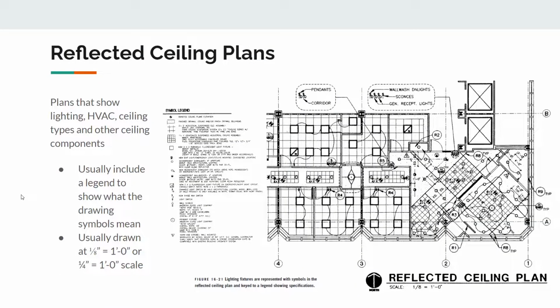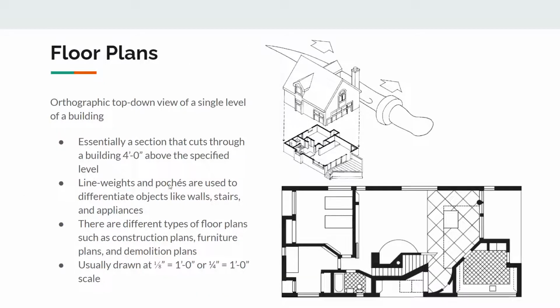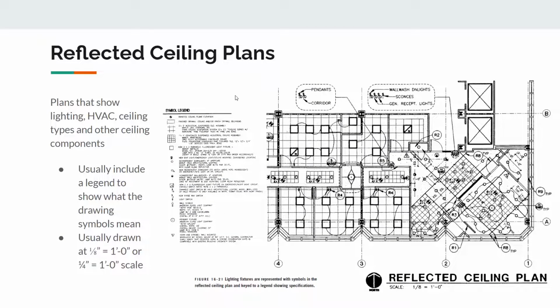And then we have our reflected ceiling plans, and the ceiling plan is basically just showing us all the light fixtures and types of ceilings that are throughout the space. And you're usually going to have some sort of a symbol legend on your reflected ceiling plan.